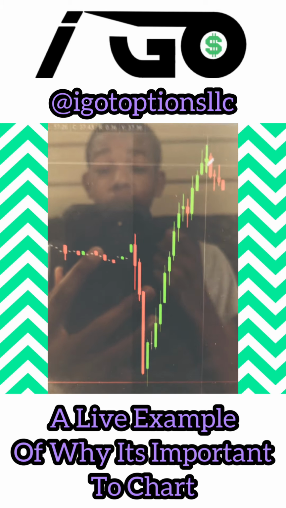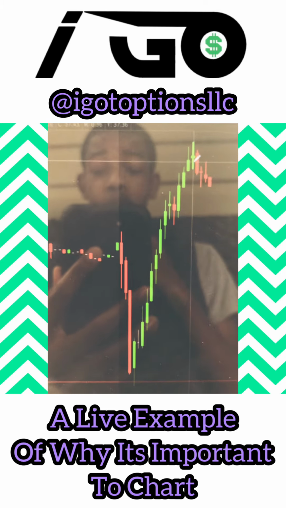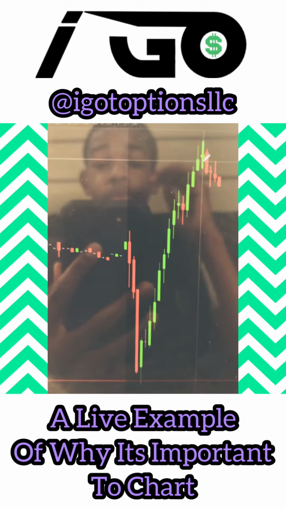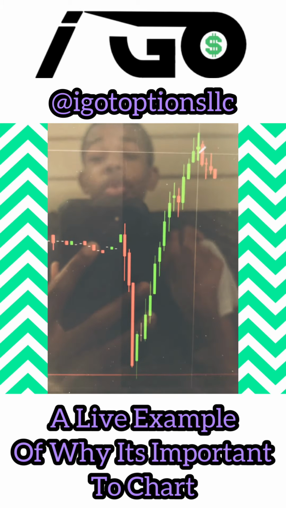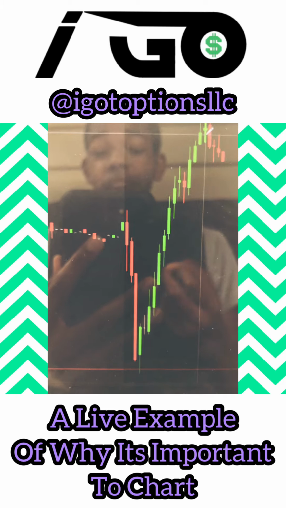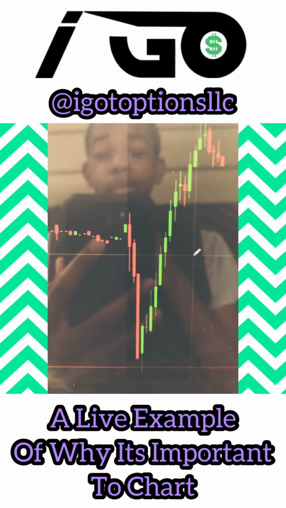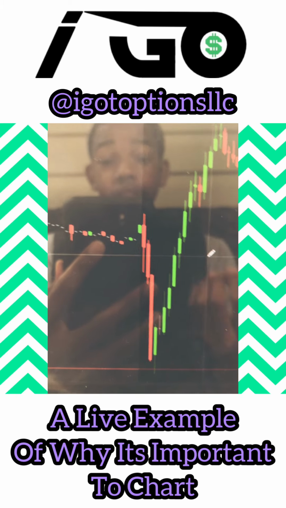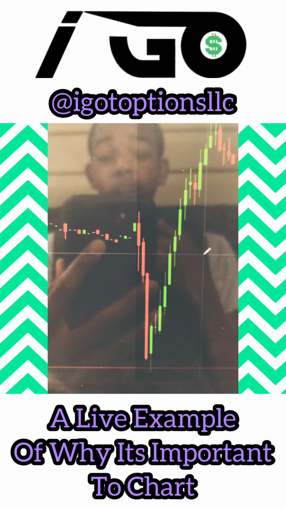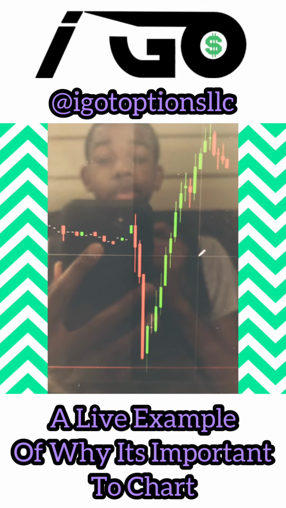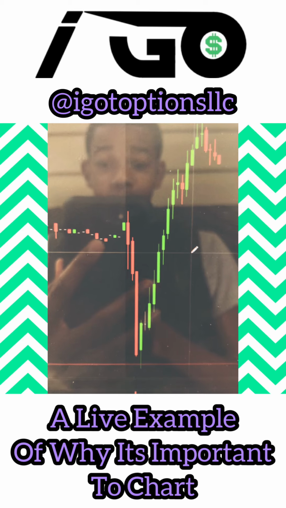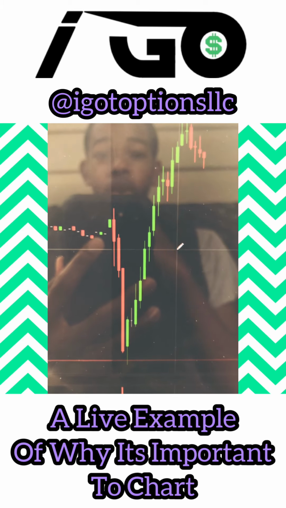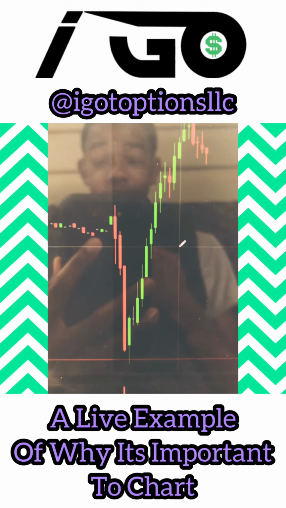Mark up them lows and mark up them highs. You gotta find support where you see it and find resistance where you see it. Because if you were to take a day trade on this, you could have lost money. I'm gonna just put it like that. If you bought a put and tried to day trade this, you could have lost a lot of money. So that's why it's important to mark up your charts, right? It's important to draw support and draw resistance.